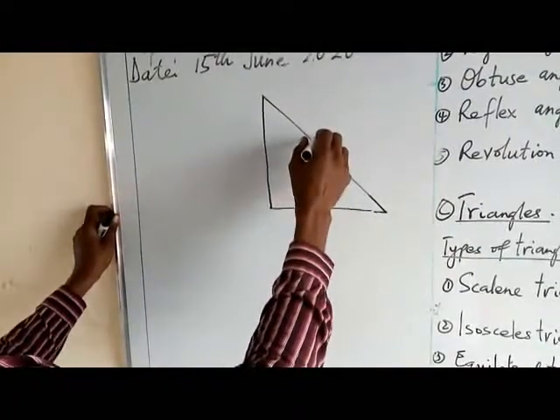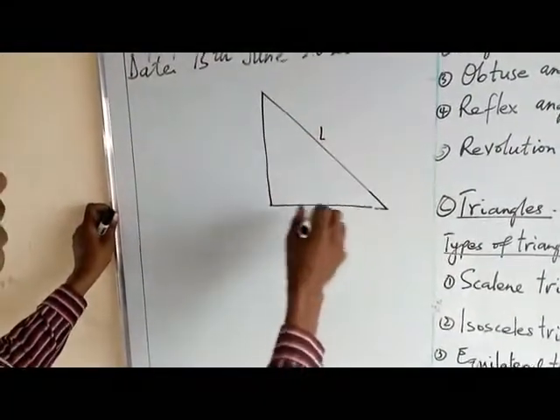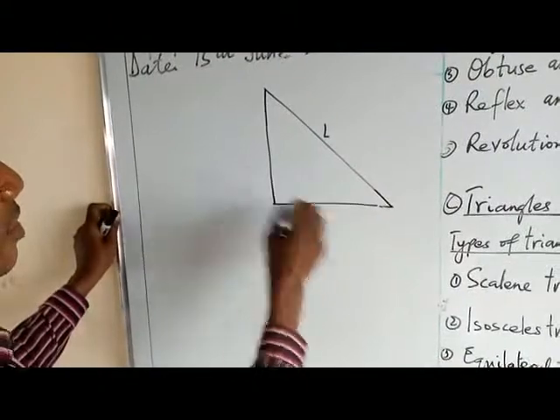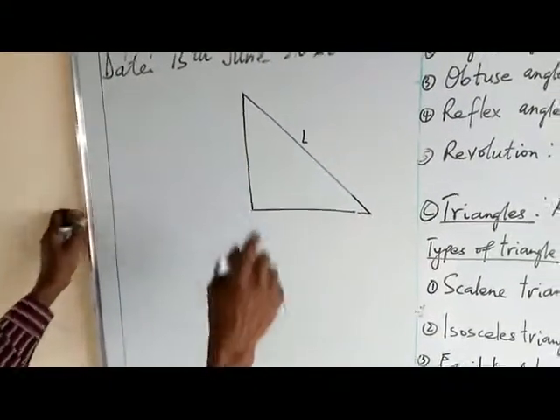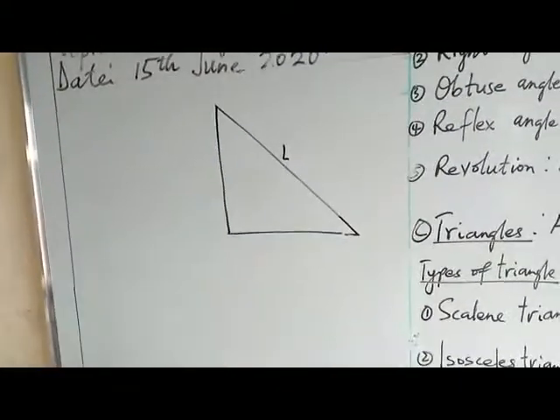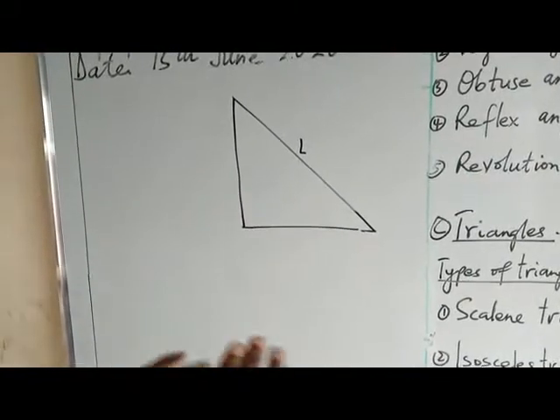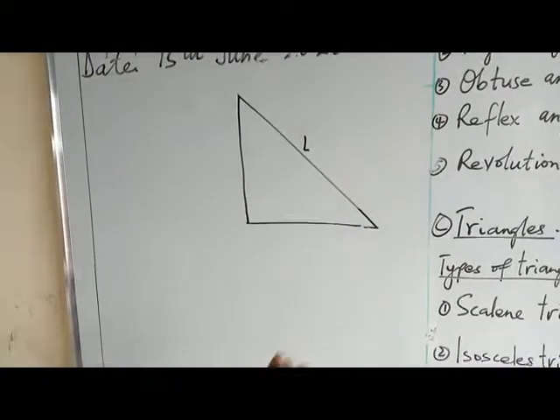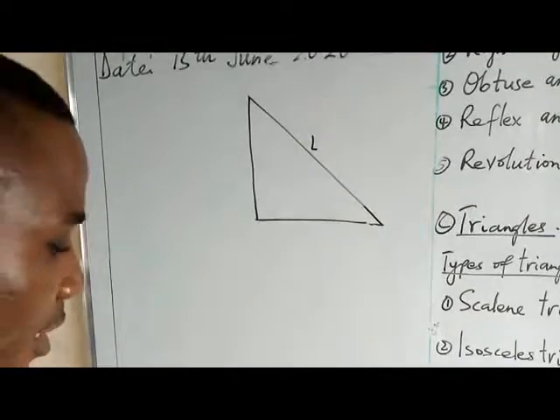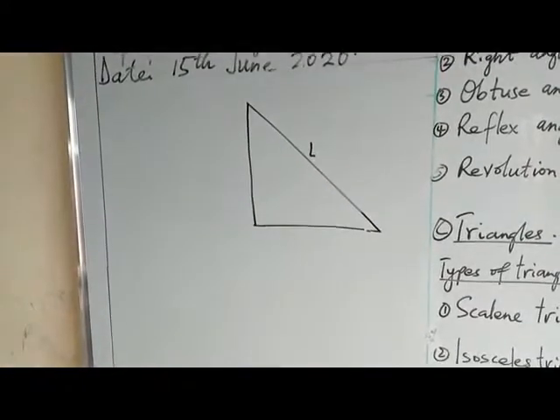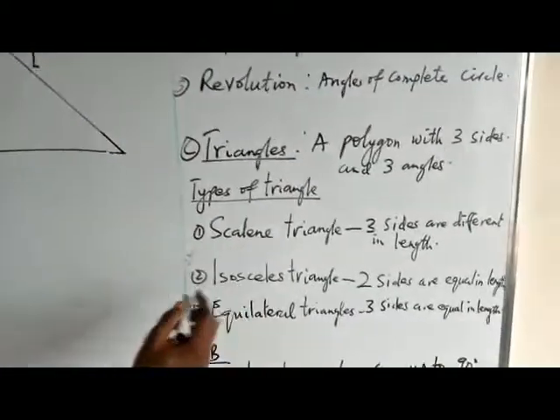You see that this one is longer than this one, which is second, and then this. So what I'm trying to say is that the 3 sides must be different in a scalene. No side is the same. So in a scalene triangle, all the sides are not the same. They are not equal.